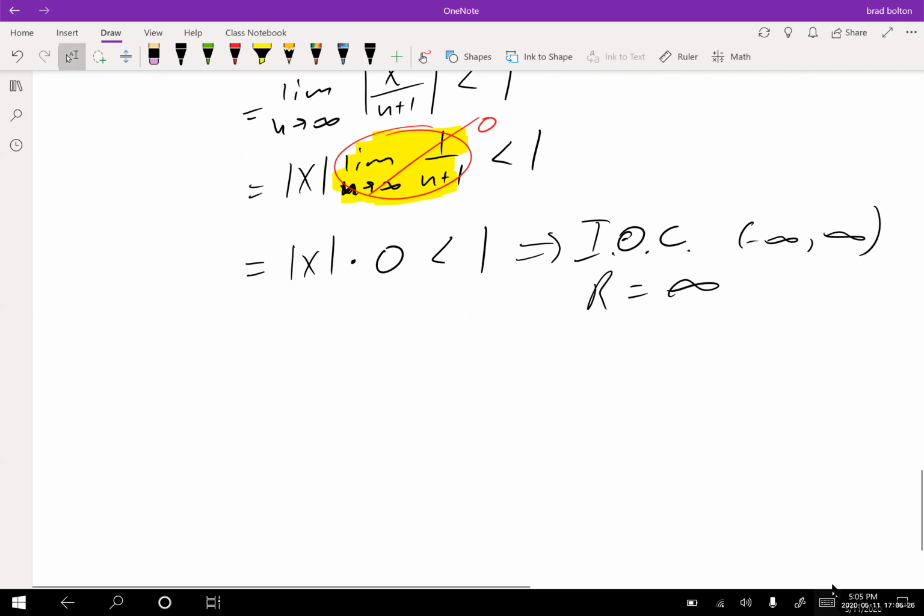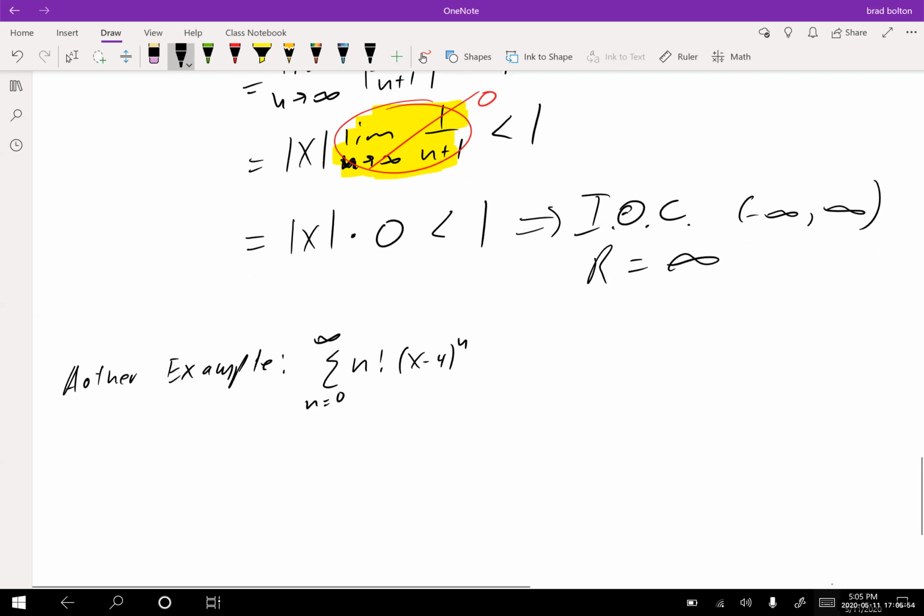Now let's look at another example. This is almost like an unnecessary one, okay? I don't want to say unnecessary, that's a bad way to say it, but it just feels like it's not really what we're looking for here. So we have the sum from n equals 0 to infinity of n factorial times (x minus 4) to the n. It says find the interval of convergence.